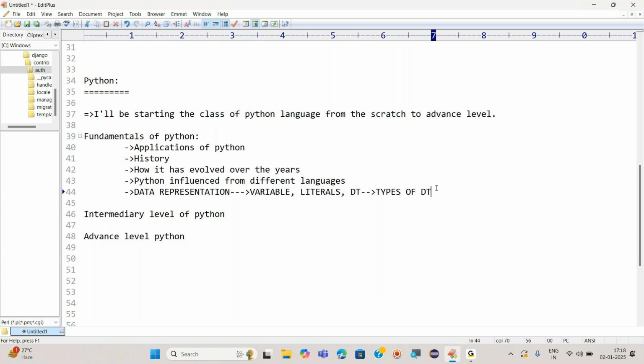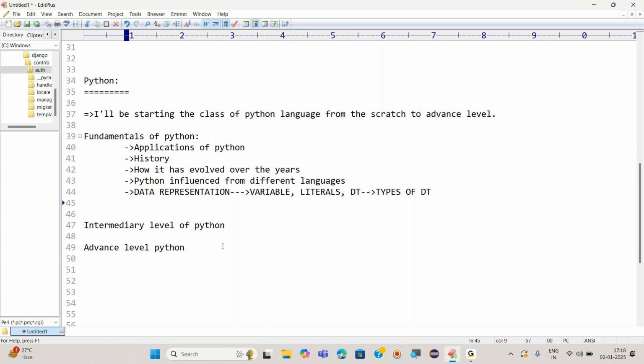After these fundamentals, one more thing I can include here, that is operators in Python. So we have several types of operators that we'll be seeing later on.